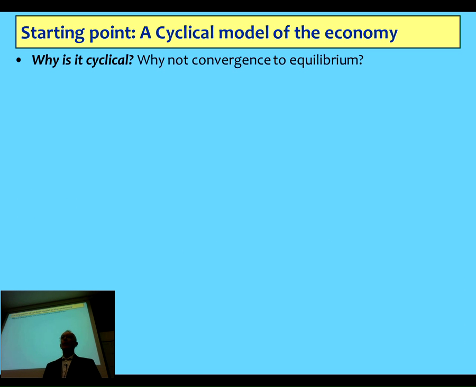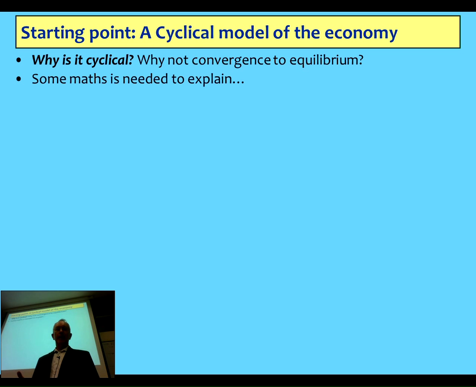So, why is it cyclical? Why doesn't it converge to equilibrium? There's this belief that economists have that everything has to get to equilibrium ultimately. And a lot of post-Keynesians have a similar argument.